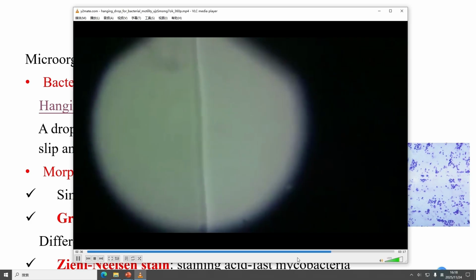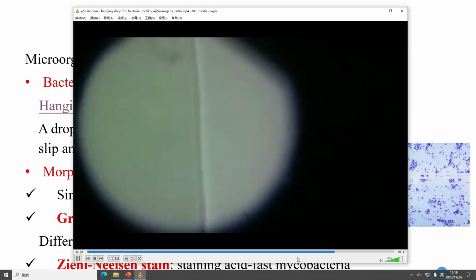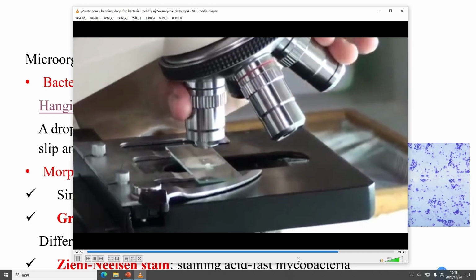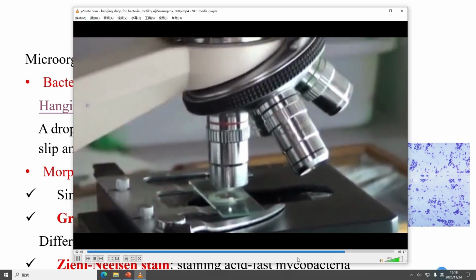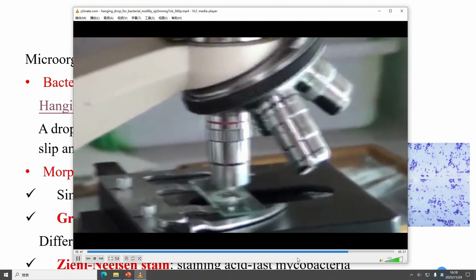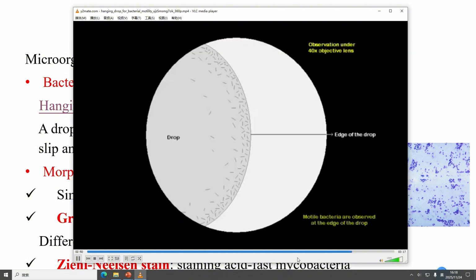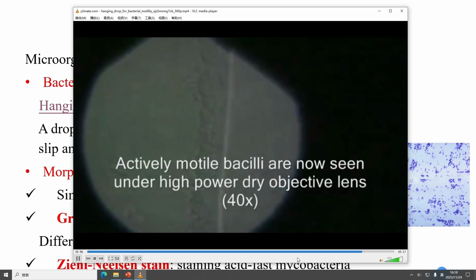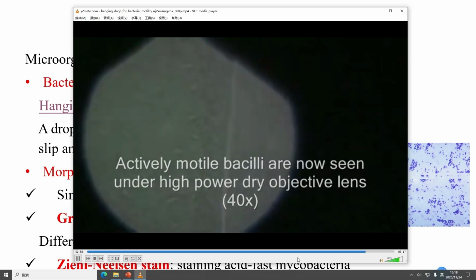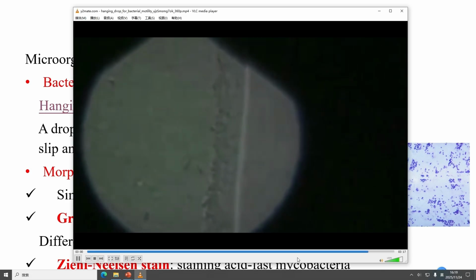This is a low power lens. Then you change to the high power lens and adjust to focus. You will see the bacterial cells like this at the edge of the drop. At high power, you can see the bacteria moving around. Some of them are moving fast. So those are motile bacteria.